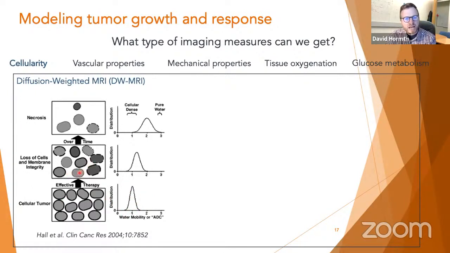As tumor cells die, there is more space for water molecules to move around, maybe even move in and out of the cells themselves. So this causes an increase in that apparent diffusion coefficient over time. So it's going to begin to shift to the right. And then finally, if we have a voxel where there's a lot of cell death or necrosis, or maybe even no tumor cells at all, this apparent diffusion coefficient is going to approach the diffusion of water in free space.